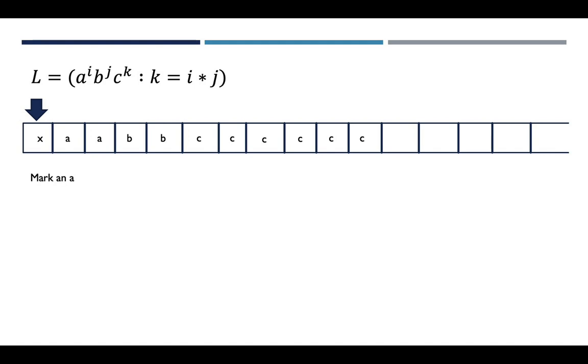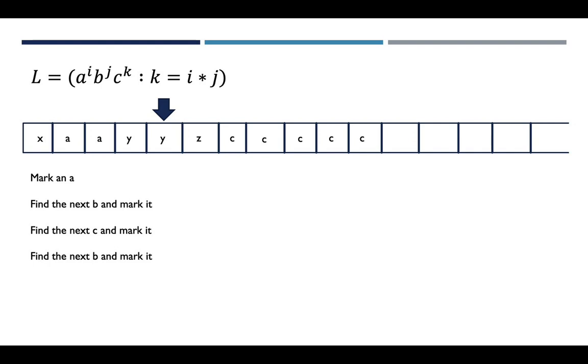So the first thing we're going to do is mark an A. Then we're going to step all the way through those A's and find the first B, and then we're going to mark that. Then we're going to find the first C, and mark that. But we're going to go backward and find the next B, mark it, and then mark a corresponding C. And this is effectively one iteration of the algorithm.